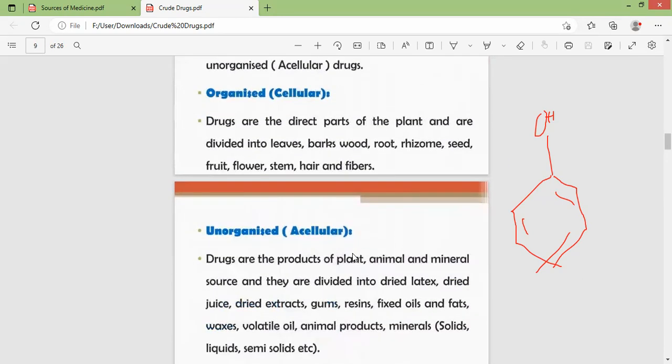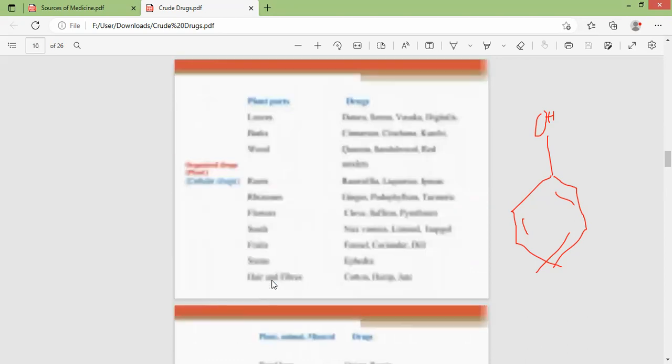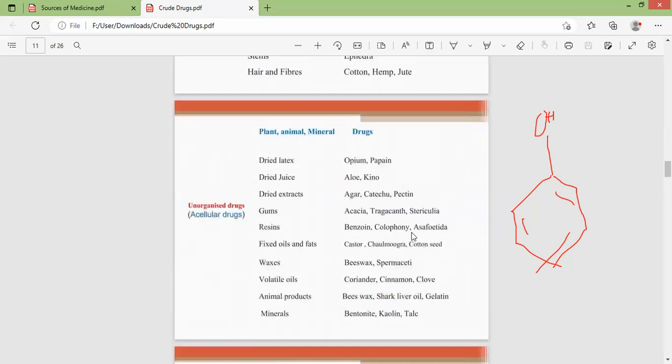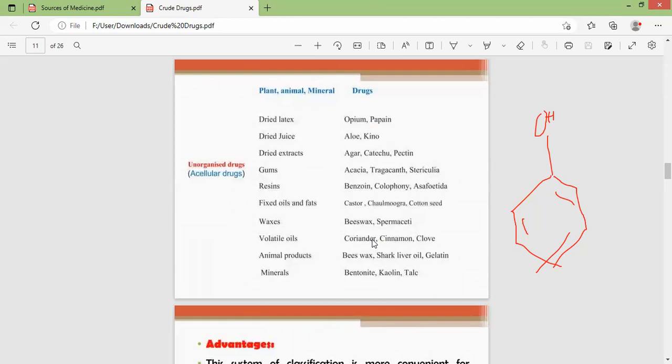Then for unorganized, you'll notice they are more of the products that are not concentrated in any specific part. It's derived from all parts, like dry juice. For organized, we said from the leaves we get drugs like senna, datura, digitalis. From the bark we get this part. From the wood and from the roots we get this, right? But for unorganized, there isn't really a direct plant part. It's just like the gum flowing from the stem, and you obtain it from there. But you can't say that this gum I got from a specific part of the plant.